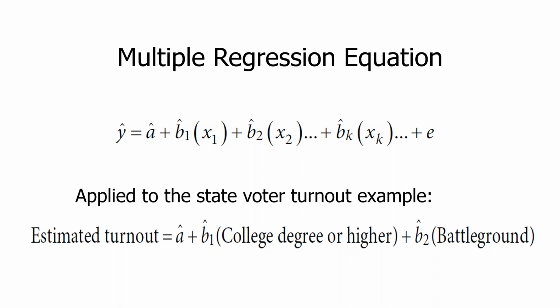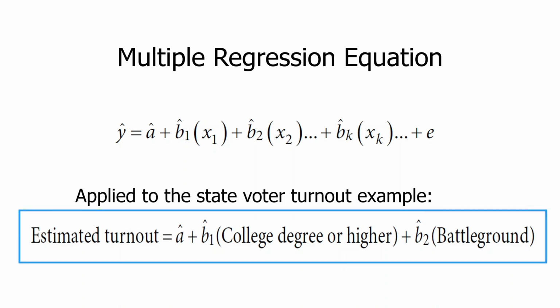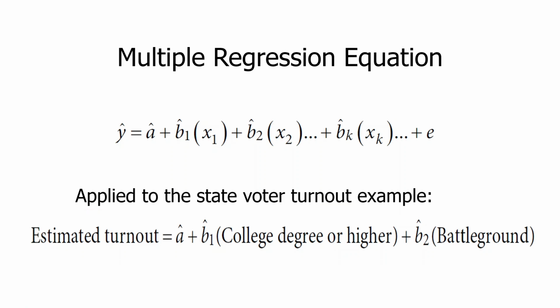For the problem at hand, here's the model we want to estimate. We want to estimate turnout in the states as a function of college degree or higher plus battleground. So in this formulation, B1 will estimate the effect of education on turnout, controlling for differences in states in terms of whether they are battleground states or not. And similarly, the dummy variable battleground will estimate the effect of being a battleground state on turnout, controlling for differences between states in education. So we're going to isolate the effects of each of these variables and estimate their effects.